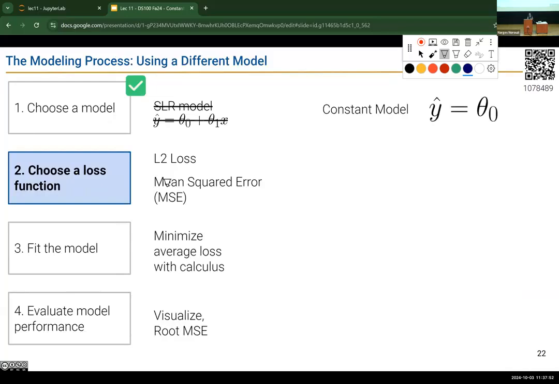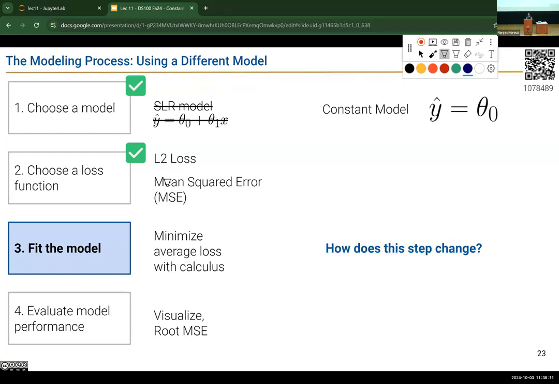So the model is fixed. It's a constant model. For the loss function, I'm assuming that I'm going to stick with the same mean squared error, and then the fun part begins. I want to do the calculus, go through and derive, and find the actual theta zero hat that is optimum for the model we have at hand.